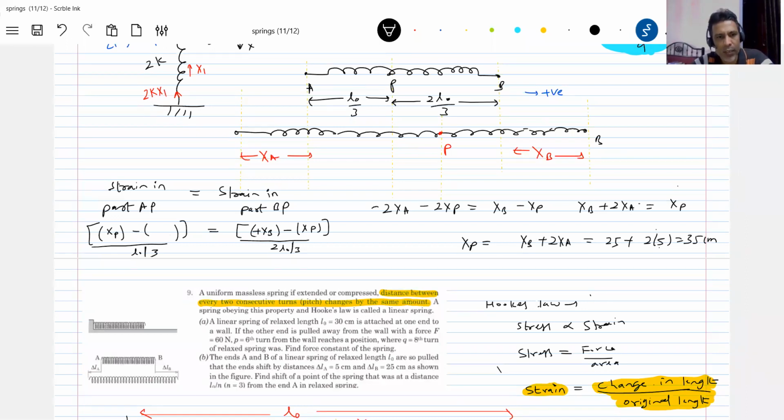XP minus of, this will be XA. What is XA? XA is towards left, no? We are not sure, we are just assuming that B is having more displacement. So I'll do it like this: XB minus XP by 2L0 by 3, then XP minus of minus XA, since XA was displacement towards left. Got the idea? Now substitute and solve it. If you get XP negative, point P is having displacement towards left. If you get XP positive, it is having displacement towards right.